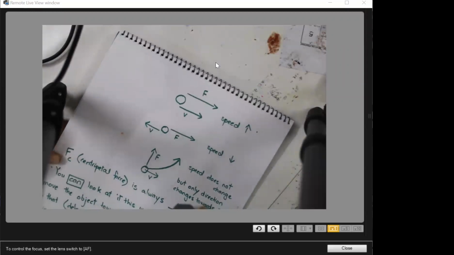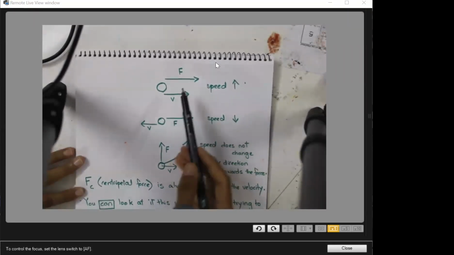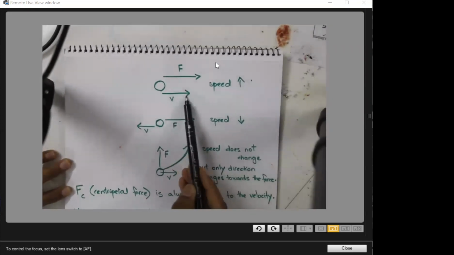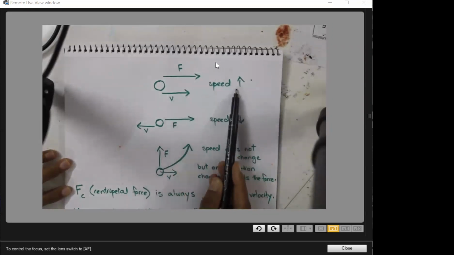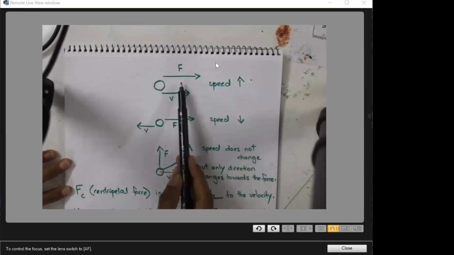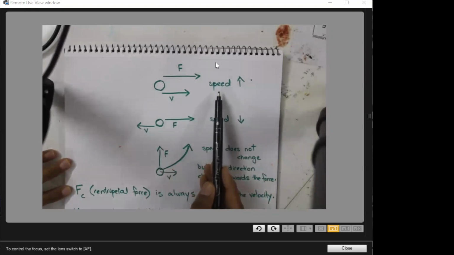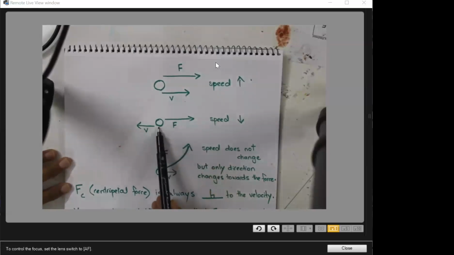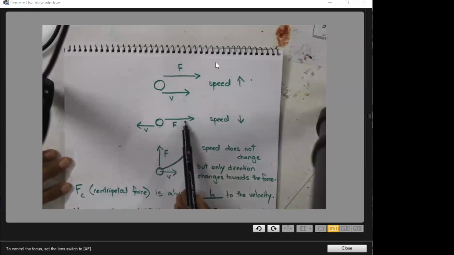Okay, let's move on. I also want you to appreciate another fact. If I am applying a force in the same direction as the movement of the object, what will happen? The speed will increase, right? If a ball is already rolling and I further push it in the same direction, it will speed up. Speed will increase, but the direction will not change because the direction of the force was the same as the direction of the velocity. But if the ball is rolling in one direction and I apply the force in the opposite direction, then what happens?